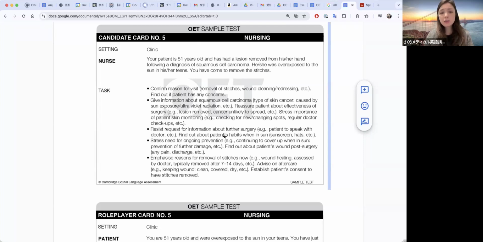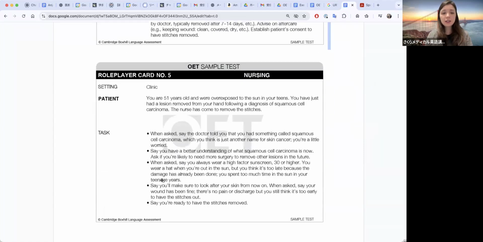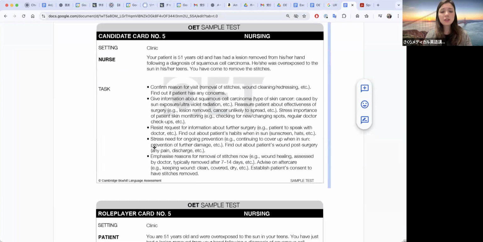Okay. So can I find out a little bit more about how you are when you're outside? Do you usually wear a sunscreen or a hat? They're going to say, I always wear a high factor sunscreen, 30 or higher. I wear a hat when I'm out in the sun, but I think it's a bit too late because damage has already been done. I spent too much time in the sun in my teenage years. Yeah, of course, so I can see why you might think that. However, it is very important that you continue to cover up when in the sun to prevent further damage.